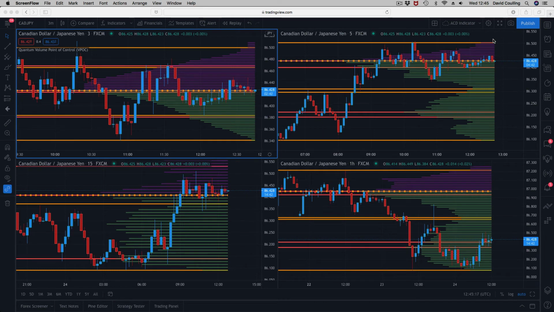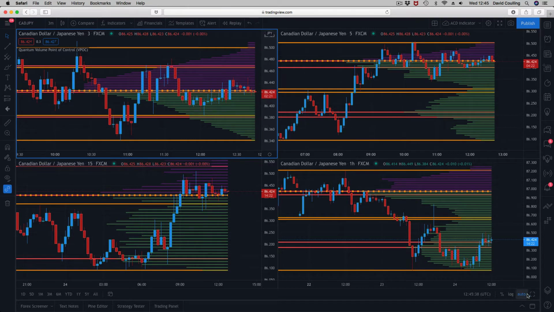Okay, I promised to do some more videos on the volume point of control, and here we are. We're now using it in multiple time frames, and this is how you would use it from a trading perspective. I've got 4 time frames. I've got the 3-minute at the top left, the 5-minute top right, 15-minute down here, and over onto the hourly for the CAD yen.